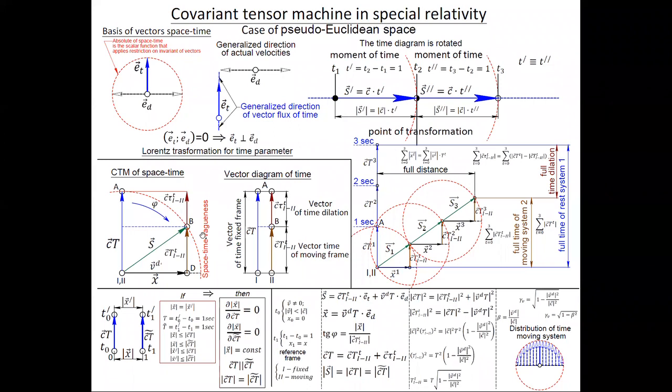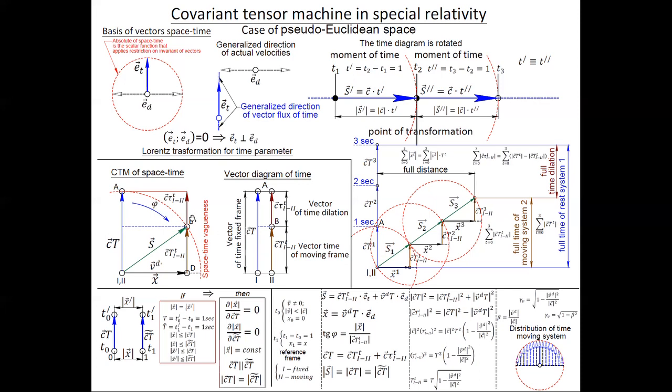Now, it's worthwhile to consider the structure of the time distance vector Ct. I have known that Ct is a vector of time of the fixed reference frame. It consists of two vectors of time. They are the vector of a moving frame and the vector of time dilation. In that way, Ct is the vector sum of these vectors. The vector of time dilation is the time difference between the moving reference frames.